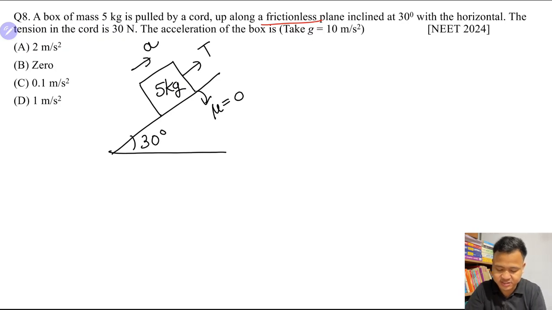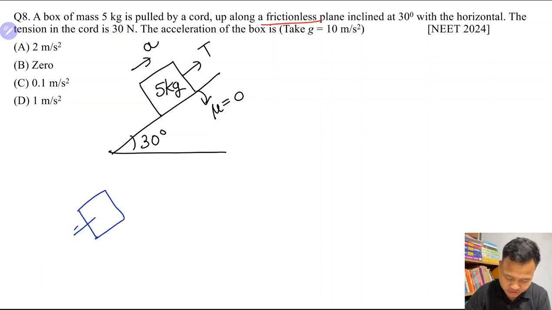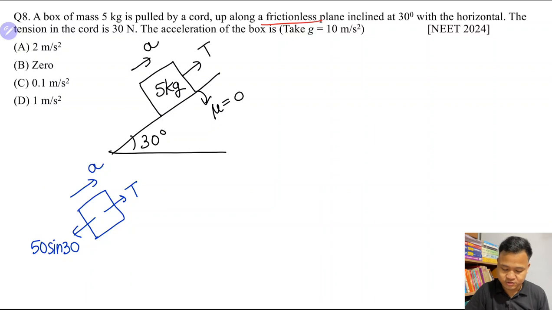So let's say A is the acceleration. So here I have 5 kg. Along this side I have mg sine 30, so that means 50 sine 30. Along this side I have tension T and then acceleration A. So I have to find out A.